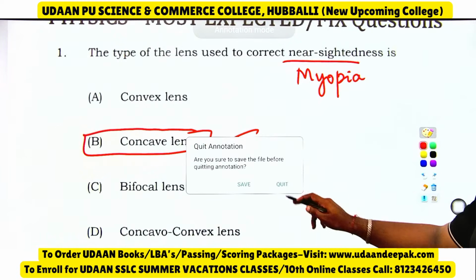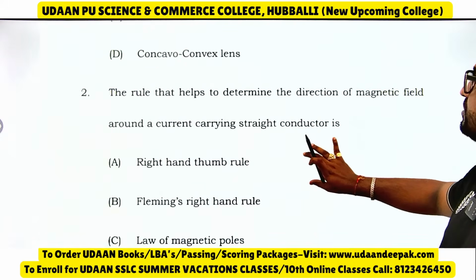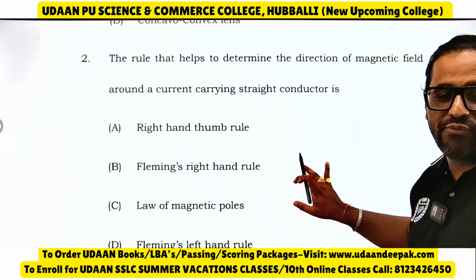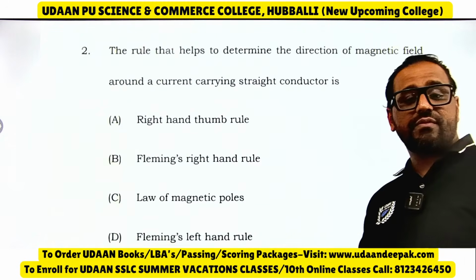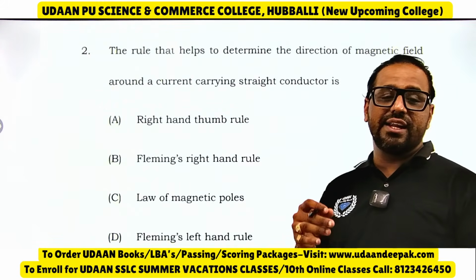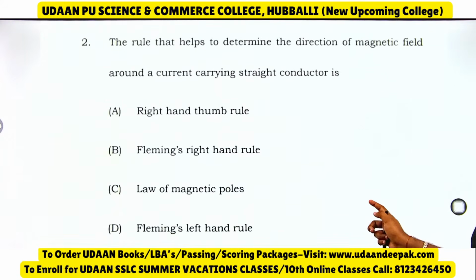Coming to question number 2 now, the rule that helps to determine the direction of magnetic field in the current carrying straight conductor is.